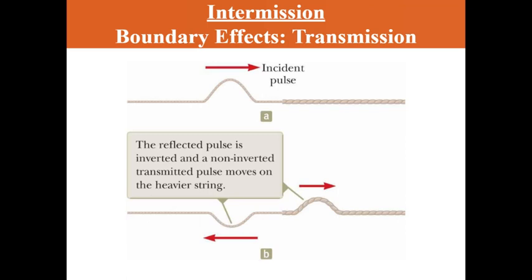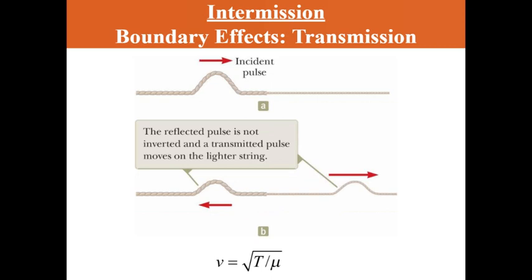Now, whether or not it gets reflected in the same phase depends on the density of the mediums. If the pulse is traveling to a denser medium, then the reflected pulse will be upside down, it will be inverted. If you're traveling towards a lighter medium, then the reflected pulse will still be upright. Now, if the medium is a string, then the speed depends on how tense the whole setup is, as well as the density of the different mediums.